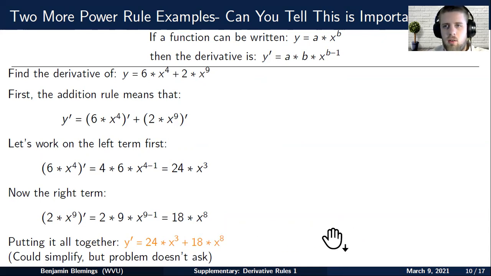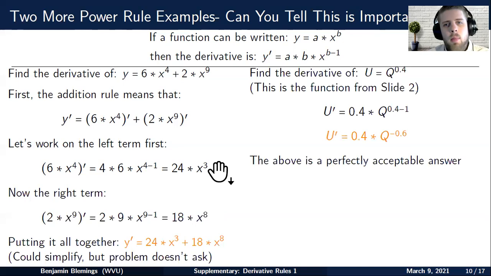You can see that there's 6 times x to the 3rd, and we can factor that out of both terms. We don't need to do that at this point, unless the question asks you to do more on top of that. All right, so the next thing we need to do is find the derivative of u equals q to the 0.4 power. This is a function from slide 2 and from the other slides.